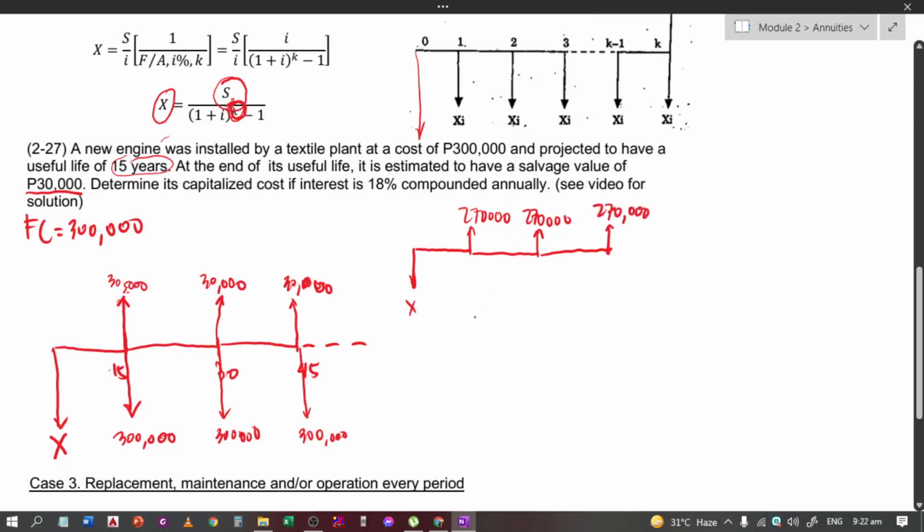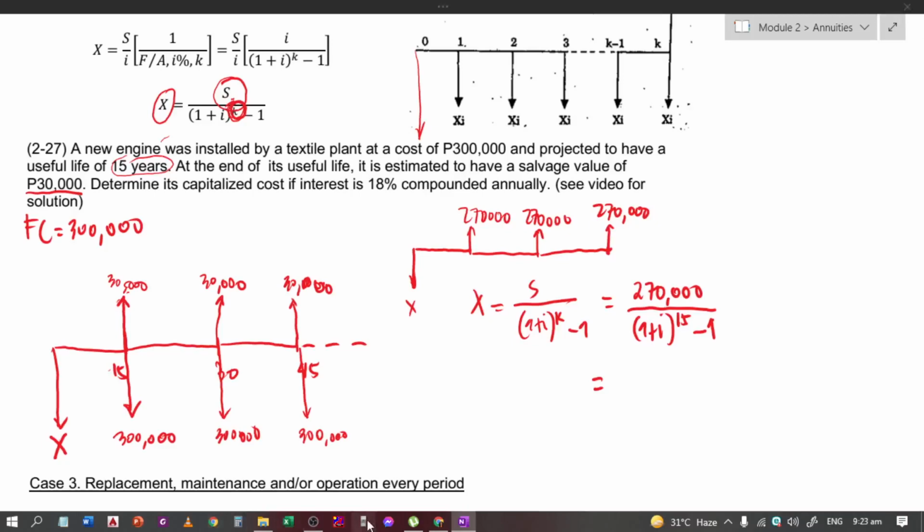Okay. So, to get the value of X, X is S over (1 plus I) raised to K minus 1. S is the amount needed for replacement, so that is 270,000. So, 1 plus I raised to K. K again is the number of years, the useful life. So, 15 minus 1. So, solving for X.